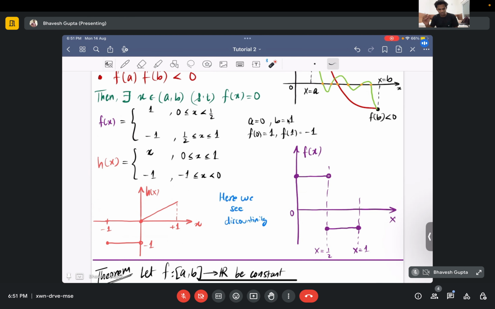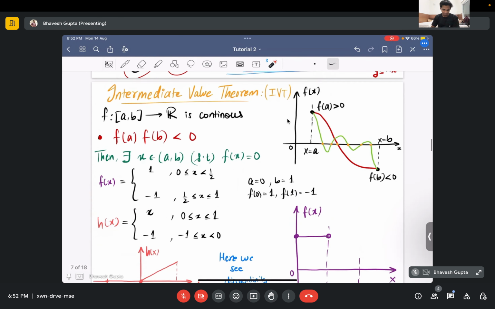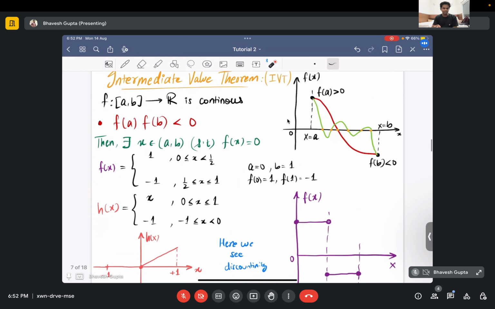So every time when you're trying to use any tool, first check whether this tool can be applicable or not in this situation. Because in this particular function like h(x), you cannot apply the intermediate value theorem because it doesn't satisfy the basic criteria that the function should be continuous. It doesn't satisfy this.